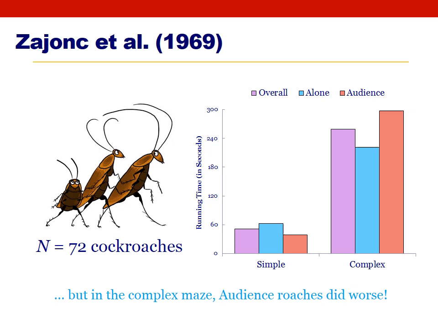So these findings are all consistent with the theory. For a simple task, running the simple maze, having an audience helped performance. It helped the roaches get out faster. However, for the more difficult task, the complicated maze, having the audience hindered roaches' performance. It took them longer to get out if they had an audience.